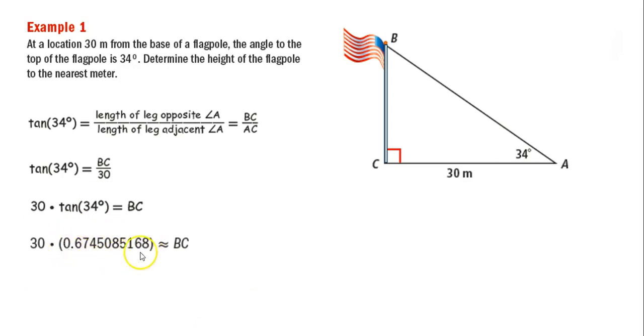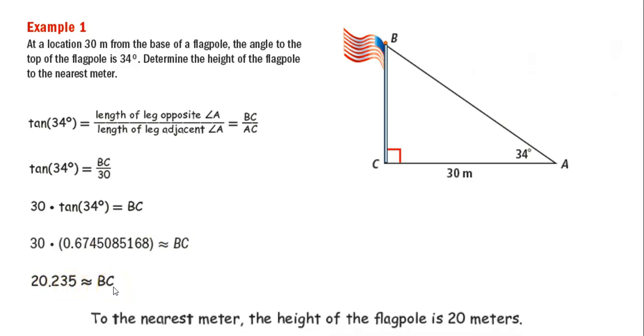And we're going to take that value. This is the tangent of 34. If you type tangent of 34 into the calculator, you're going to get this value. And then multiply by 30, that is going to be the approximate value of BC, or the height of the flagpole, because this will be a decimal approximation of that, which will be about 20.235 meters. So to the nearest meter, the height of the flagpole is 20 meters, because it's 20.2, and it says to the nearest meter would be 20 meters.